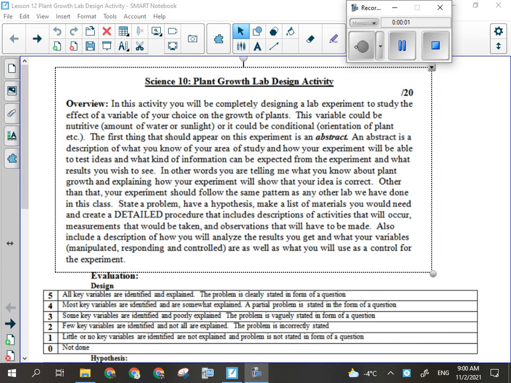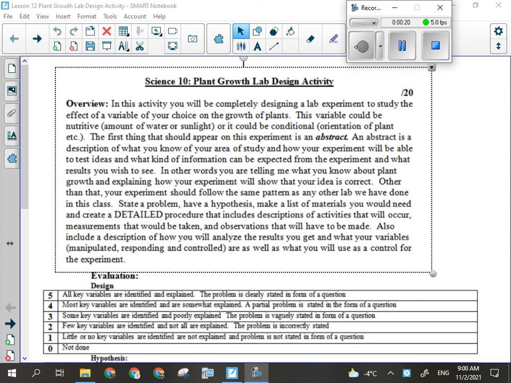So the purpose of this activity is twofold. We want to make sure we understand how the scientific method works and we're still able to design a proper lab. We did that once in the last unit. We're going to do it again here in this unit. Okay? Things to be aware of when we're designing a lab procedure.